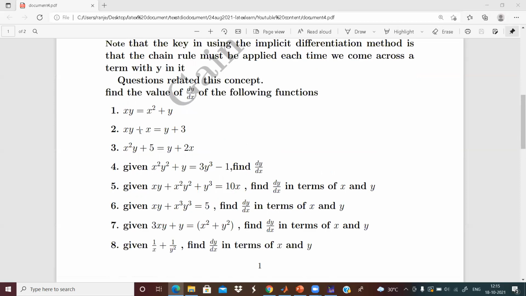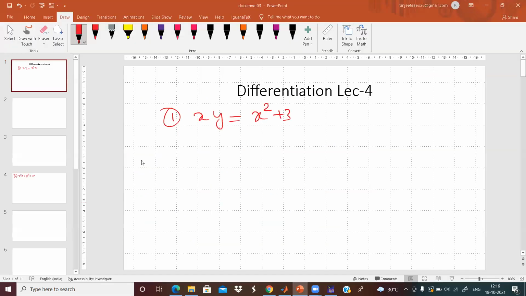But for the first, second, third type of questions, either you can first convert into an explicit function and then take the derivative, or you can directly apply the implicit differentiation method and then solve it. So let us understand this type of thing through the questions.